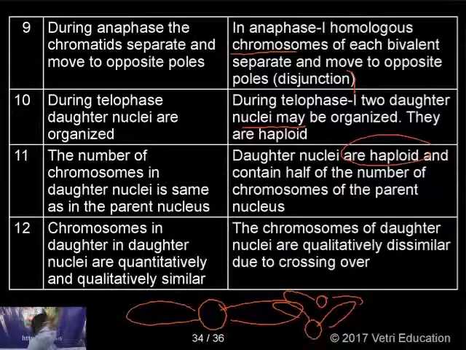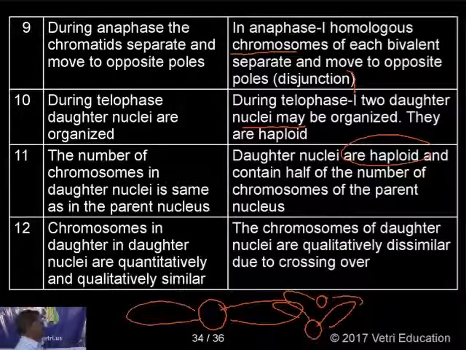During anaphase, the chromosomes separate and move to the opposite poles. In anaphase 1, homologous chromosomes of each bivalent separate and move to opposite poles. And that separation is called disjunction, because they are attached and they are separating. Next, during telophase, daughter nuclei are organized. During telophase 1, 2 daughter nuclei are organized.